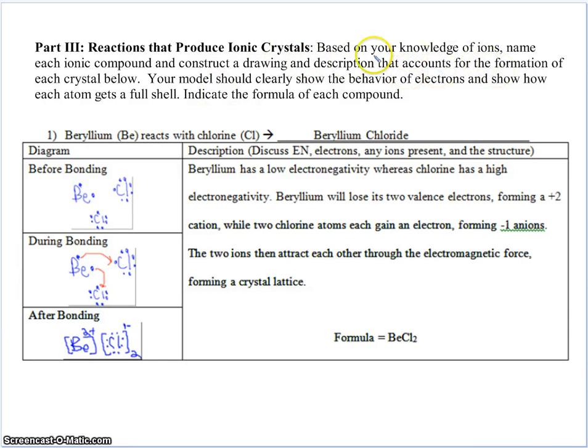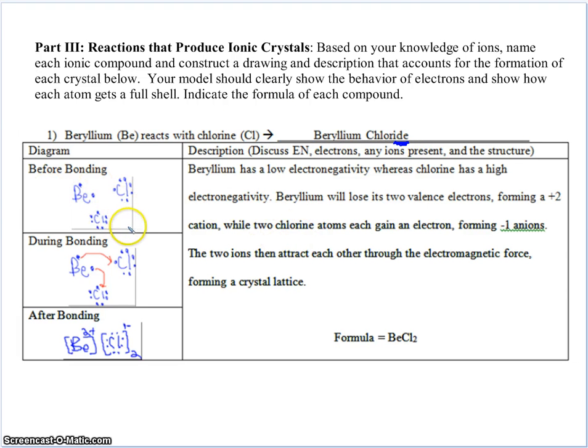Based on your knowledge of ions, name each ionic compound, construct a drawing and description that accounts for the formation of each crystal below. Your model should clearly show the behavior of electrons and show how each atom gets a full shell, and indicate the form of each compound. Whew, this looks like a lot. So we have beryllium reacts with chlorine. I changed the chlorine to "ide." So beryllium chloride would be the compound.